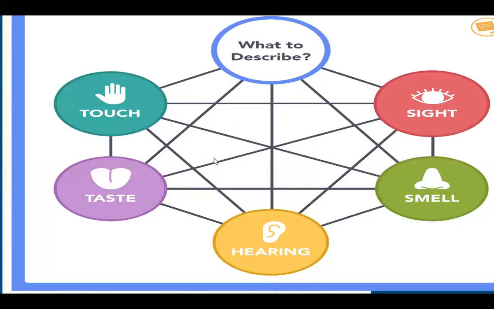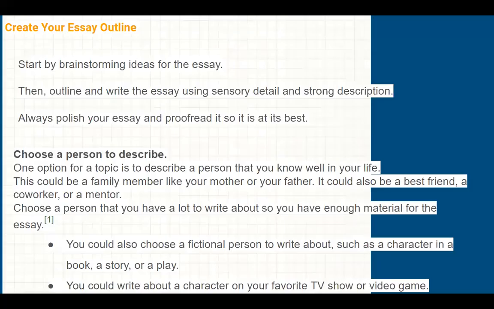Then we have the other two, taste. If we have to describe some delicious food, we have to describe the palate. How does it taste? Is it delicious, awful, pungent, obnoxious, boring? And then we have smell, sight, and hearing. So these five sensory perceptions, the organs of our bodies, go a long way in establishing a vivid picture of what we like to describe.